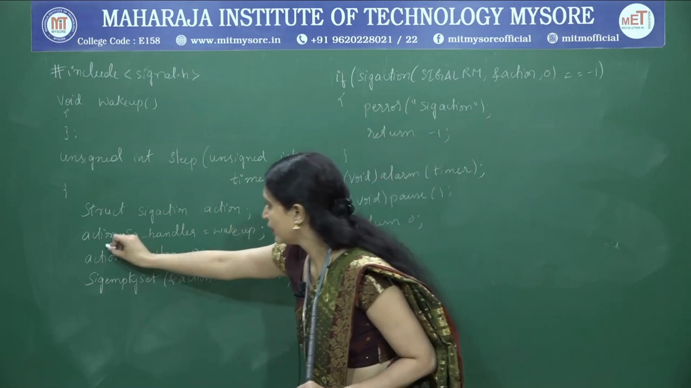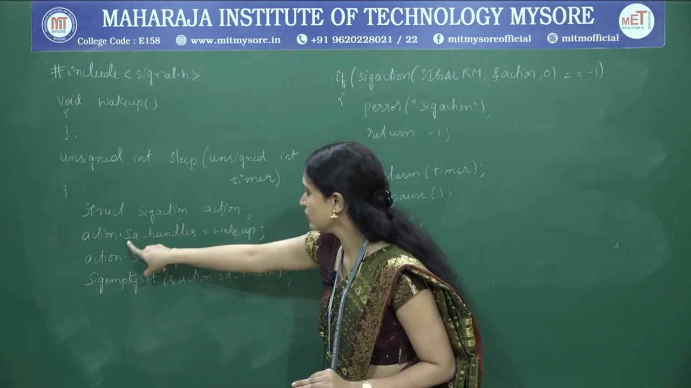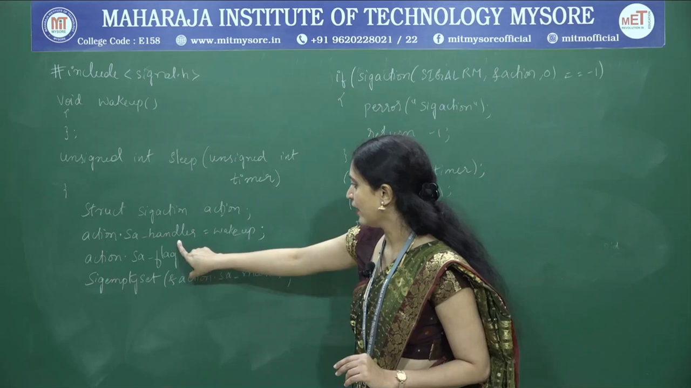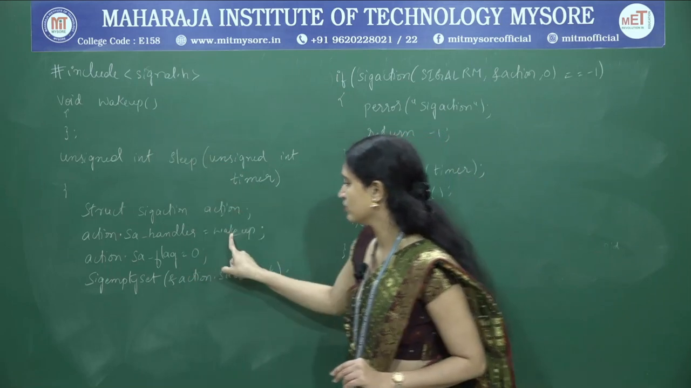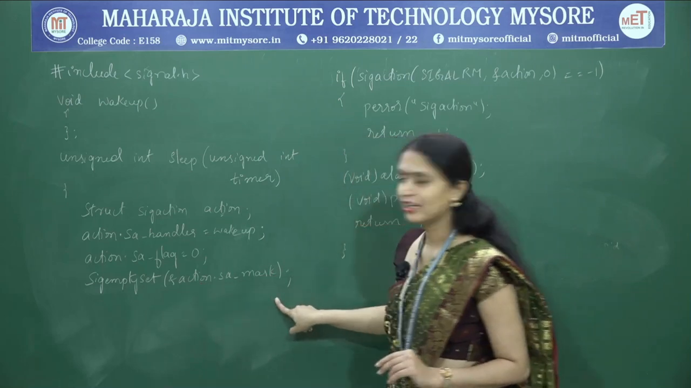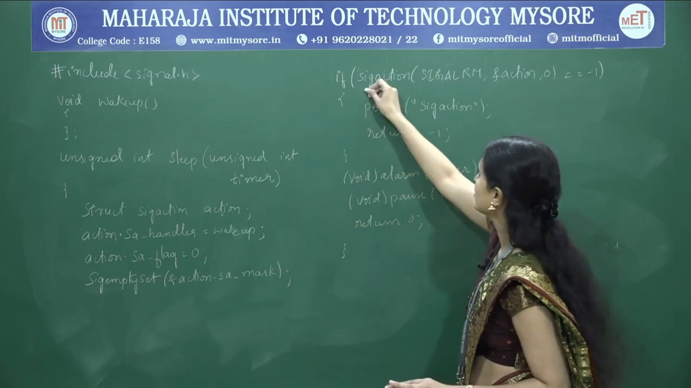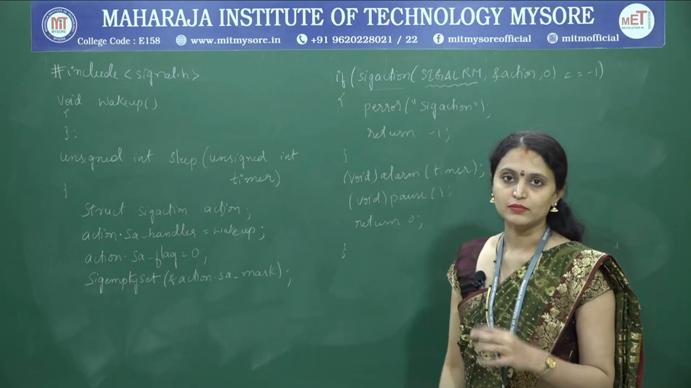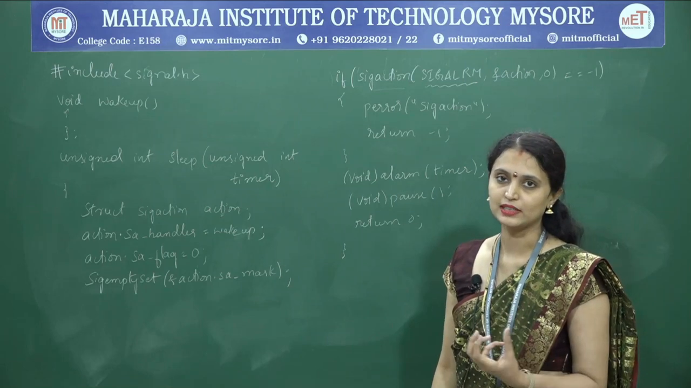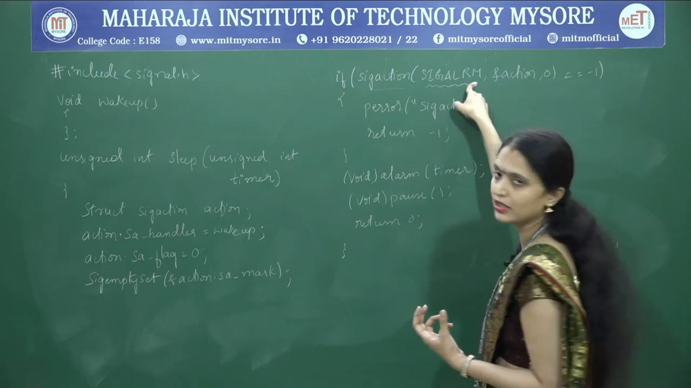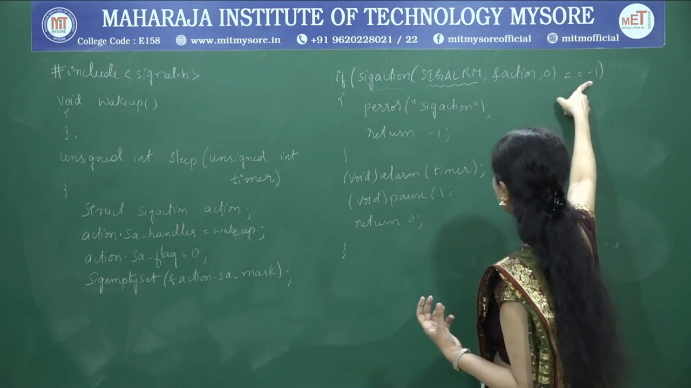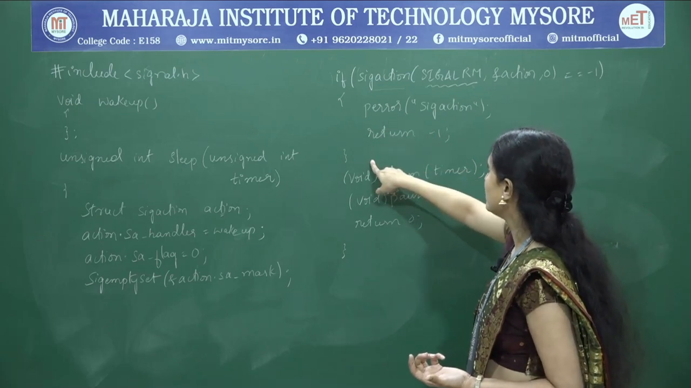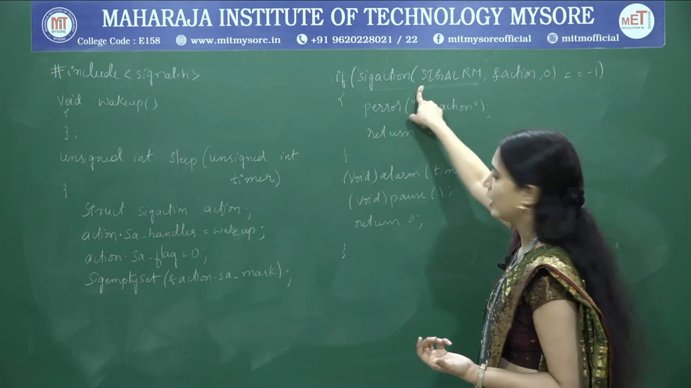Here we make use of the action, which is of type sigaction, and we have the SA handler and SA flags initialized to 0. For this handler we are invoking the wake up function, and we are clearing all the signal mask beforehand. Then we call the sigaction function, passing SIGALRM, the alarm signal, and we check whether it is -1. If it is -1, there is some error, so I am printing the error message.